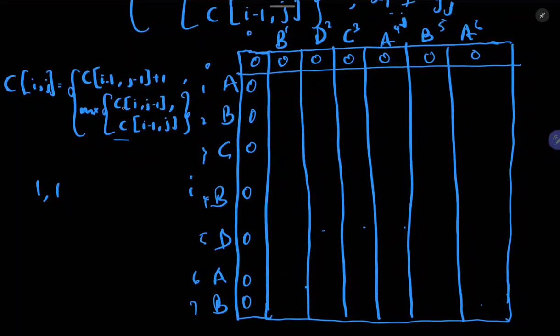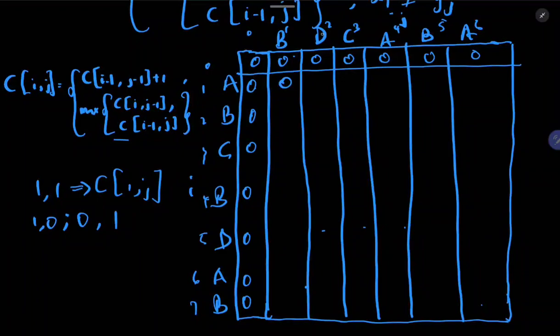But to fill 1, 1, we want to find the maximum between... this 1, 1 is C[i][j], because that's what we want to fill. So we want to find the maximum between C[i][j-1], that's 1, 0, and C[i-1][j], that's 0, 1. So we want to find 1, 0, which is here, and 0, 1, that's here. So we want to find the maximum, and in this case they are both 0, so this is 0.